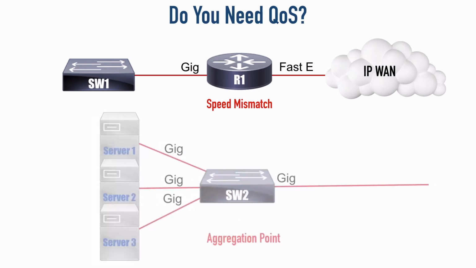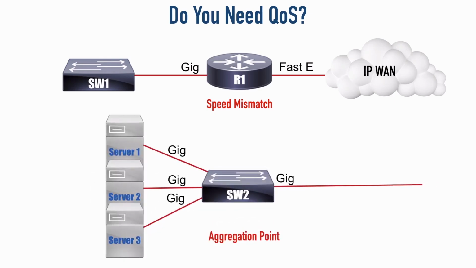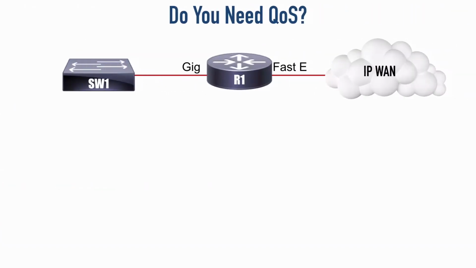Or maybe we don't have a speed mismatch. Instead, we have an aggregation point. Here we've got an Ethernet switch and all the ports are running at gig speed, but maybe we've got a bunch of servers coming into the switch and we're all trying to leave this server farm on a single gig link. We're coming in with multiple gig links and leaving on a single gig link. That could cause some oversubscription of the bandwidth and cause congestion even on a high-speed switch network. The great news is we've got some quality of service mechanisms that can help us out in situations like this.